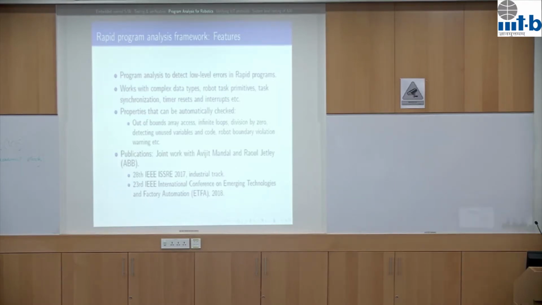You can detect division by 0. You can detect unused variables, dead code. You can also detect things like robot boundary violation.